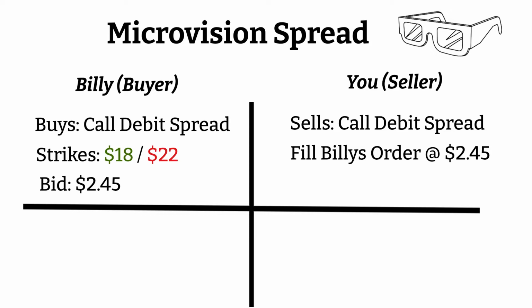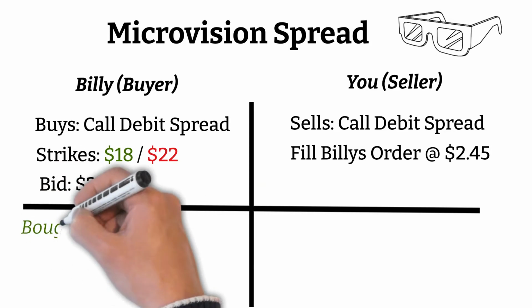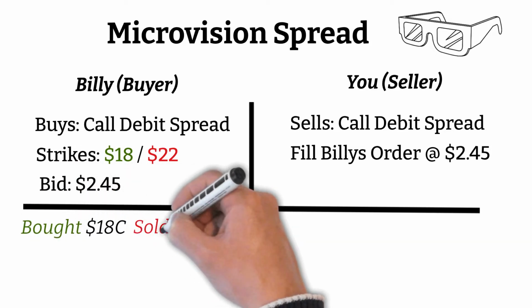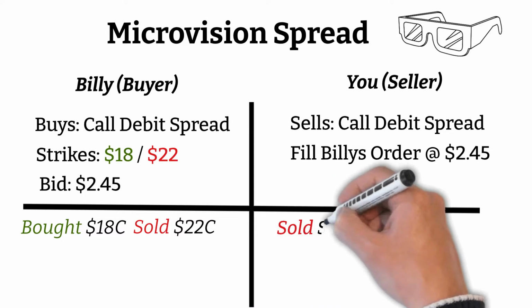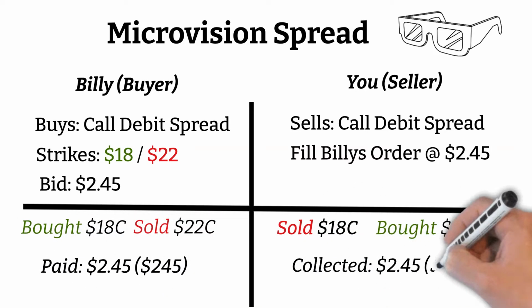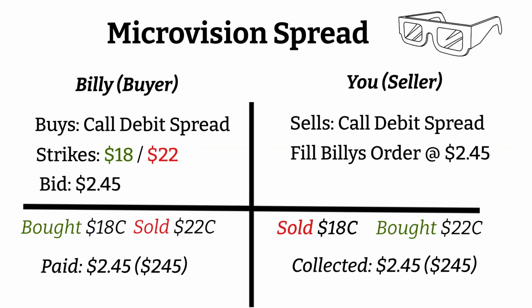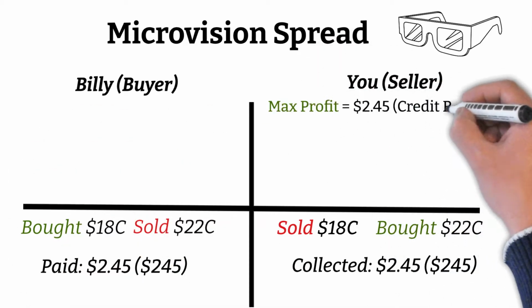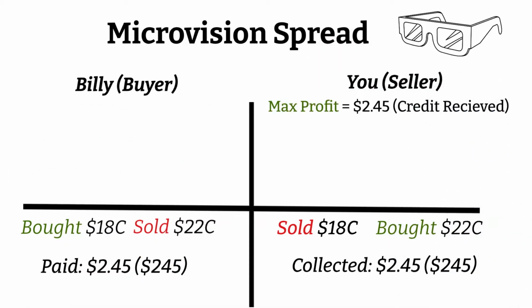Let's evaluate what happened. Billy put in an order to buy the $18 call and sell the $22 call. You filled his order by selling him the $18 call and buying the $22 call. For this transaction, you collected $245. Your maximum profit for the trade is the credit you received for selling the spread, which was $2.45.